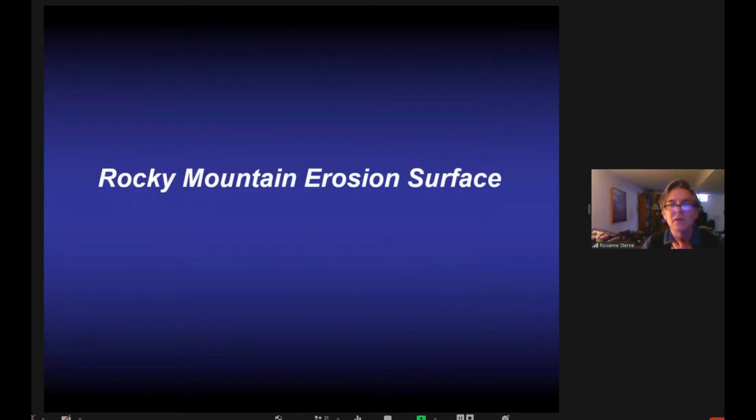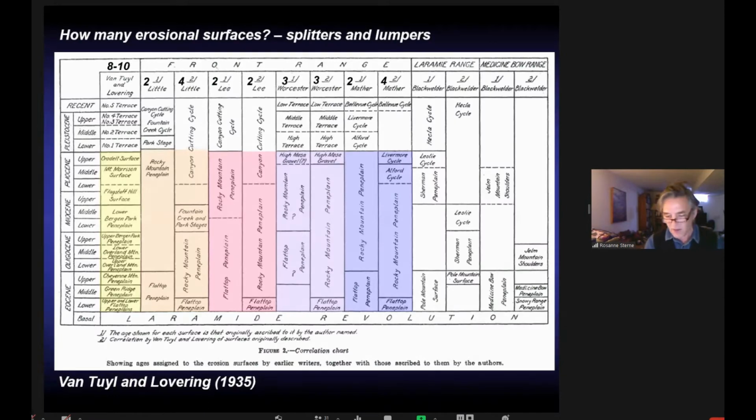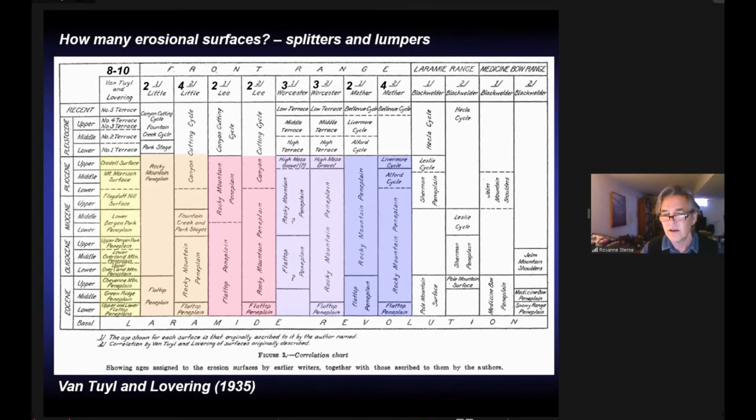So what is the Rocky Mountain Erosion Surface? Well, you've got your splitters and your lumpers. You can think of the Rocky Mountain Erosion Surface as a low relief, mature surface that occurred after the basement uplifts of the Laramide occurred. And so we stripped down to basement in a lot of places. And so we run into these flat surfaces in lots of places in the Rocky Mountains.